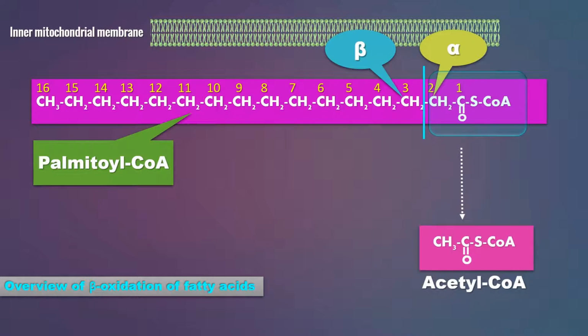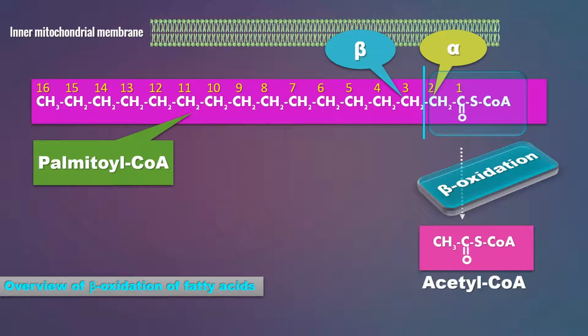Don't confuse acyl-CoA and acetyl-CoA. Please notice here, the bond between the alpha and beta carbon is going to be broken here. So the remaining 2 carbon unit along with coenzyme A is released as acetyl-CoA. So that is why this pathway is called beta oxidation.